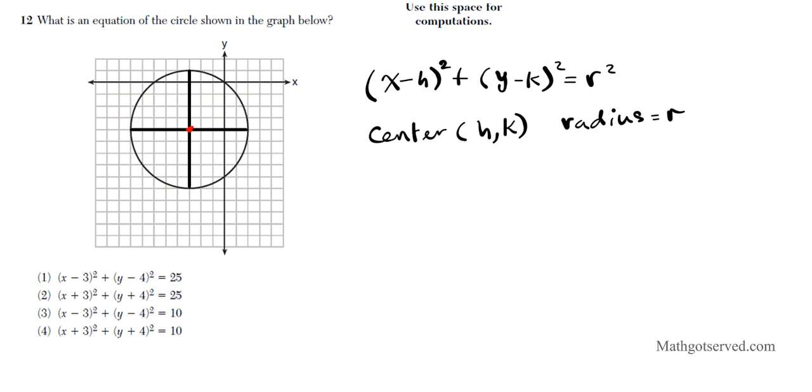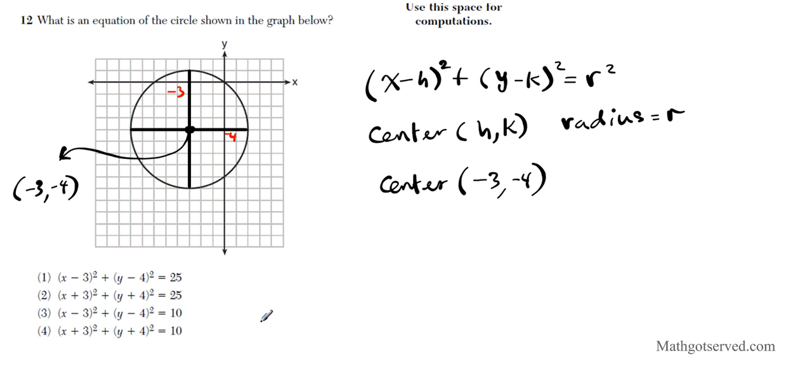So what are the coordinates of the center of the circle? Counting 1, 2, 3, 4 going down, that's -4. And to the left, 1, 2, 3, that's -3. So our center is (-3, -4), because the coordinates of this point right here are -3, comma -4. Now let's find the radius.